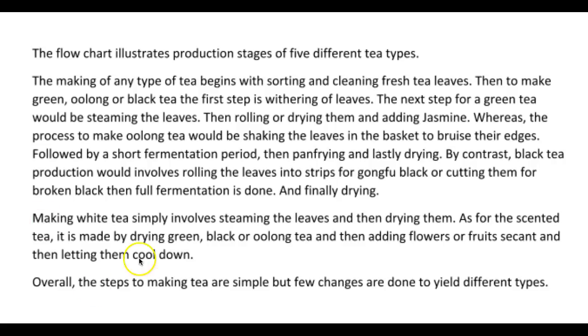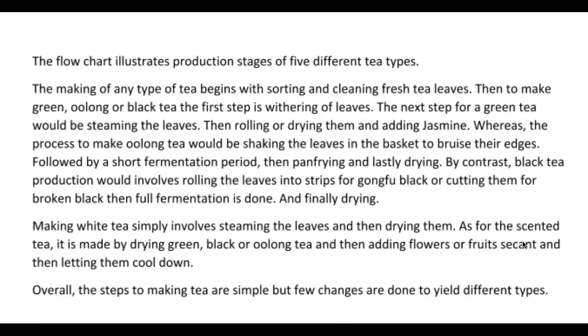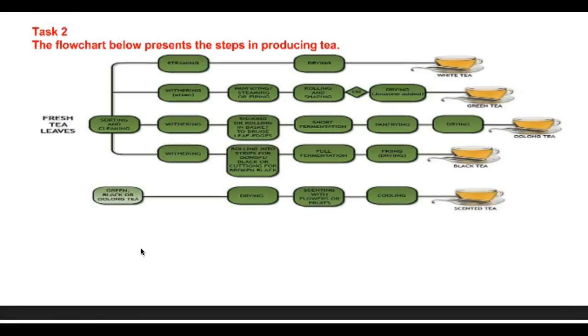Making white tea simply involves steaming the leaves and then drying them. As for the scented tea, it is made by drying green, black or oolong tea and then adding flowers or fruits, "secant", and then letting them cool down. Secant. Scenting, maybe. Adding flowers or fruits and then letting them cool down. Okay, not really sure there.